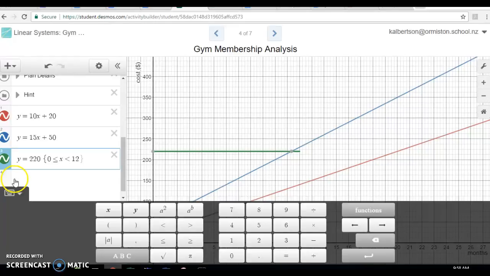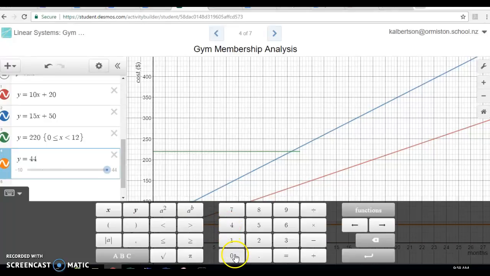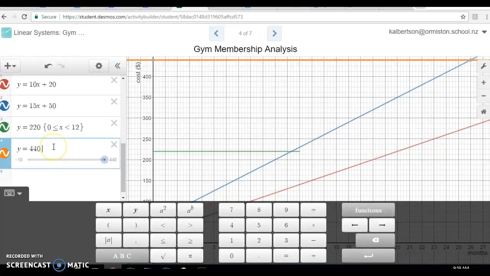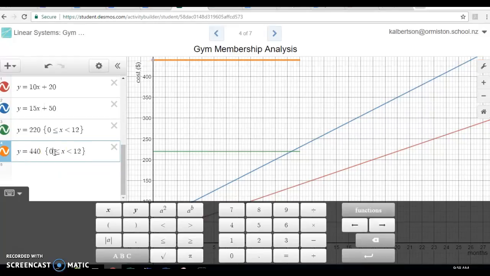Let's think about the next year. By the next year, it will have cost you $440. So I'm going to add that in as well. I'm going to type in y equals 440, and I'm going to cheat by copying this. Why is $440 from 12 to 24 months? So we get another little step there. And that one, to be honest, looks quite expensive.